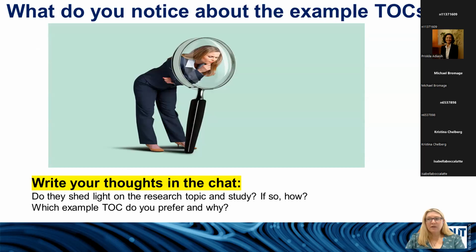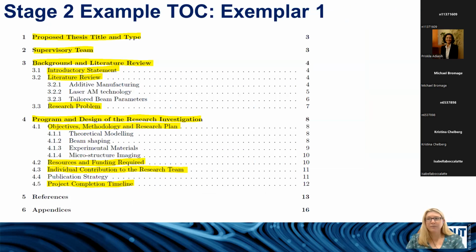Right, so we're going to look at a couple of examples, and what I would like you to do is think about your thoughts when you look at these tables of contents. Do they shed light, do you think, on the research topic? If so, how? We're looking at two. Is there one that you think sheds light better than the other? And any other thoughts that you have when we're looking at these examples. So let's look at the first one.